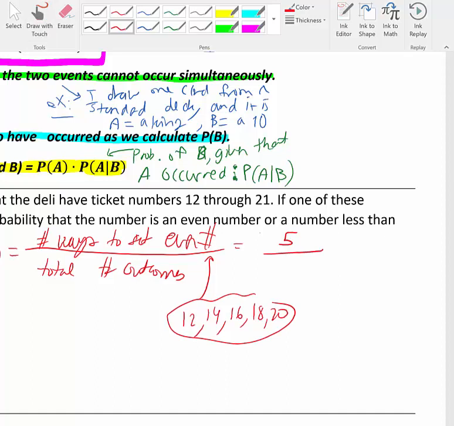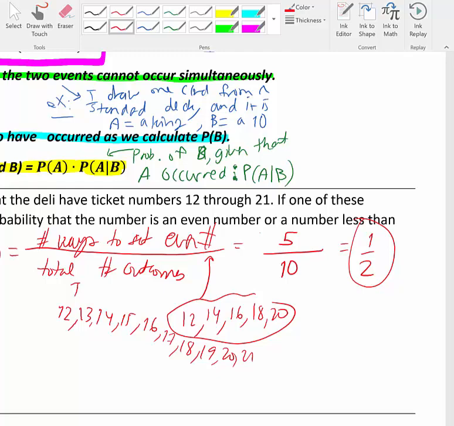The total number of outcomes is just how many numbers there are from 12 to 21. 12, 13, 14, 15. You don't have to write this out, you can count these on your fingers or in your head or whatever you want to do. How many is that? 1, 2, 3, 4, 5, 6, 7, 8, 9, 10, I think. So you have a 5 out of 10 shot, but that's a half, right? Yeah, there we go. So a 1 out of 2 shot of getting an even number.